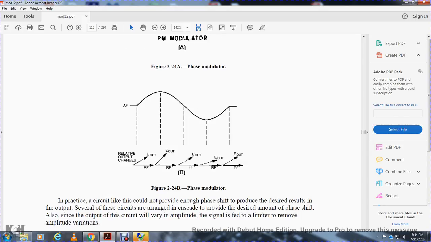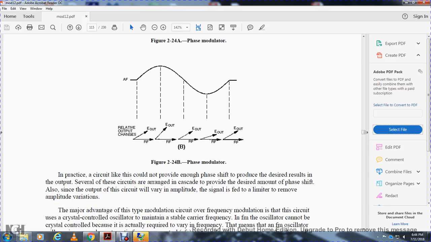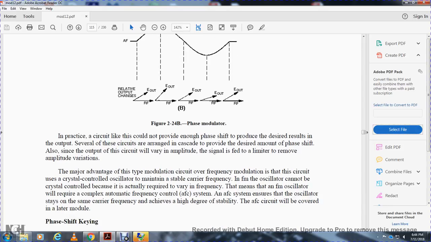In practice, a single circuit cannot provide enough phase shift to produce the desired result at the output. Several of these circuits can be arranged in cascade to provide the desired amount of phase shift. Although it is the output of the circuit, it will be varying in amplitude, so the signal is heavily limited to remove the amplitude variations.